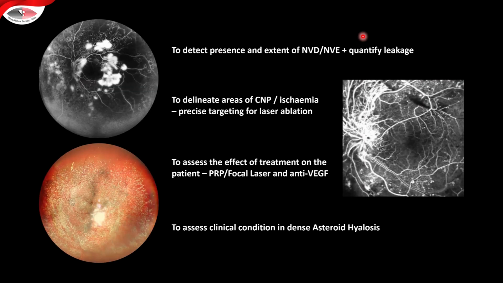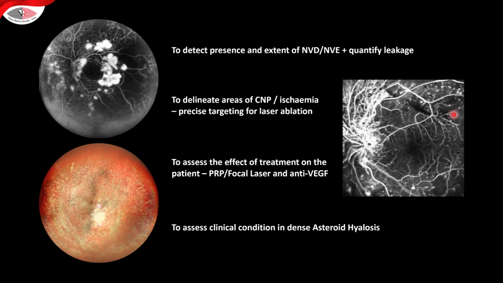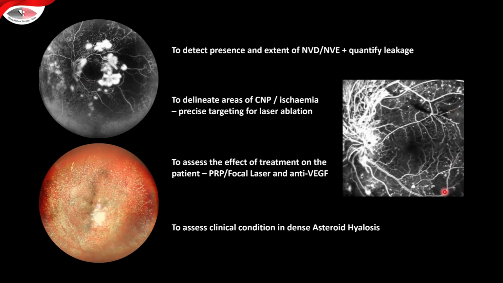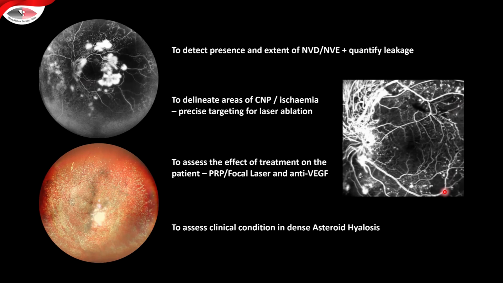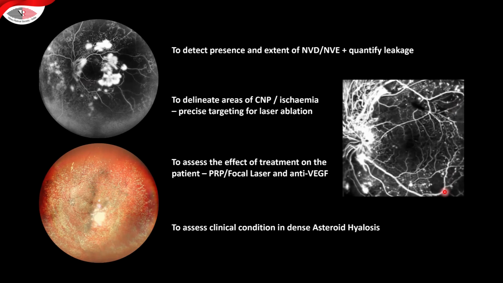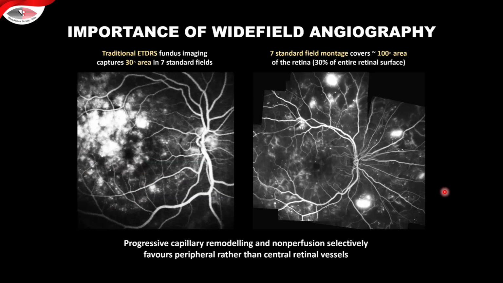So to detect the presence and extent of NVD and NVE and quantify the leakage, we delineate areas of CNP, capillary non-perfusion, ischemia, and we decide on how much laser to do, where to do. To assess the effect of treatment on the patient's lasers that we do, and we complement the lasers along with the anti-VEGFs nowadays. Also, when patients have conditions like asteroid hyalosis, where we cannot see the fundus very well clinically, angiography bypasses the obstructions and gives us a pretty fair view of the fundus and lets us know how to move about with the treatment.